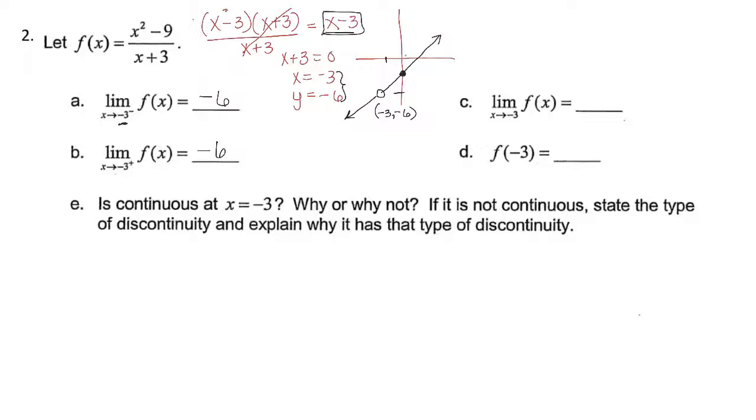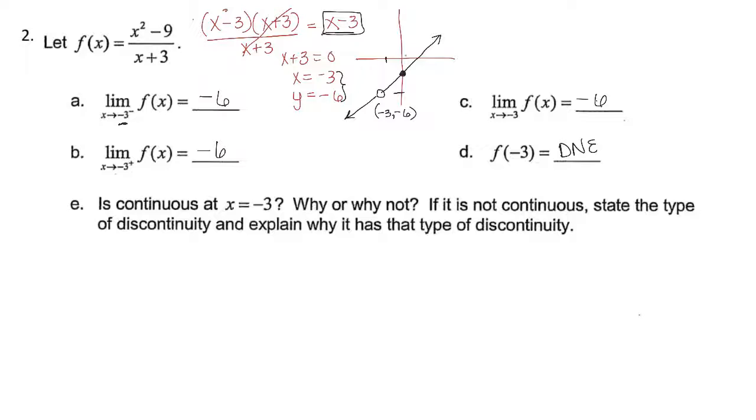And again, we can sub in that negative 3 and get negative 3 minus 3. And then our limit as x approaches negative 3 is negative 6. However, f at negative 3 does not exist. There is no value there for it.